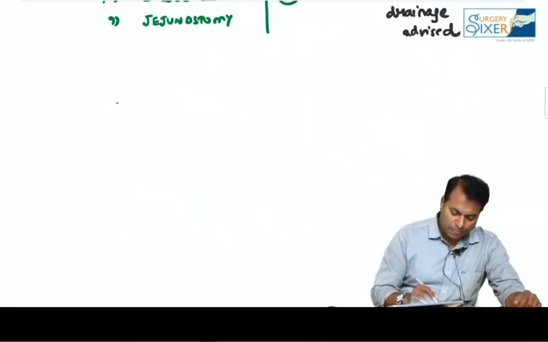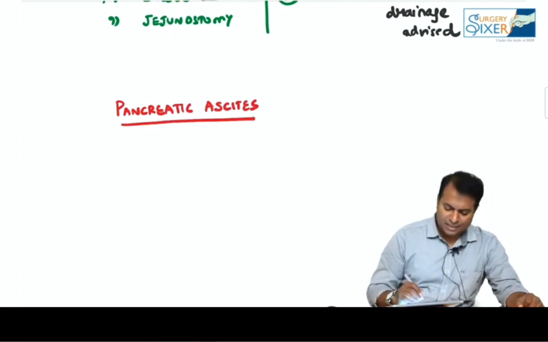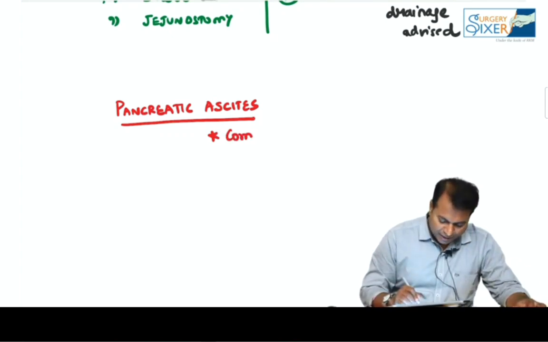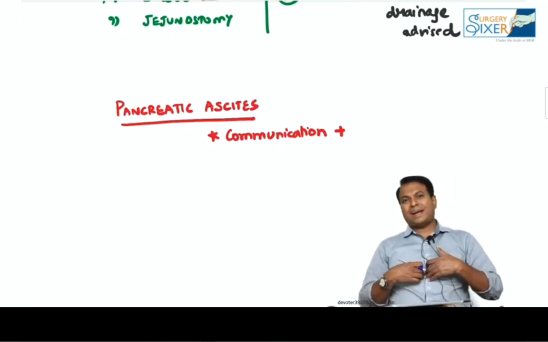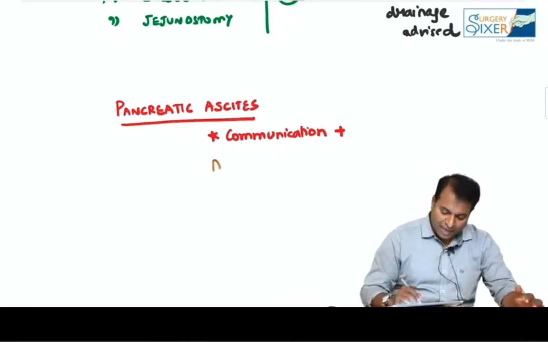Now let me discuss pancreatic ascites. It is a super specialty level topic from Sabiston. In pancreatic ascites patients, the major problem is a communication with the pancreatic duct. That is the main reason for pancreatic ascites. The pancreatic duct is disrupted and leaking fluid into the peritoneal cavity, and the patient comes to you with abdominal distension. Analysis of the fluid shows increased amylase level.